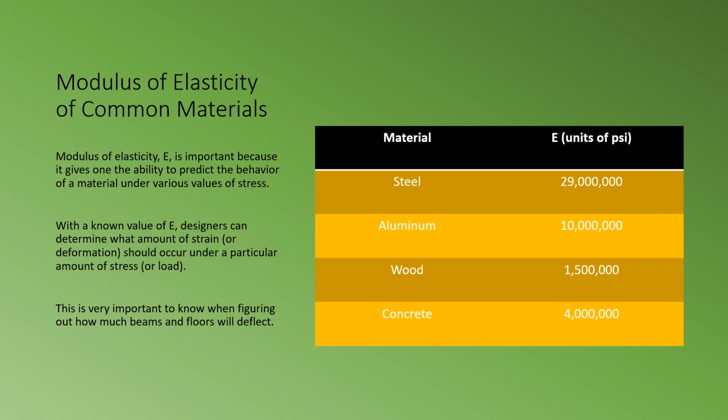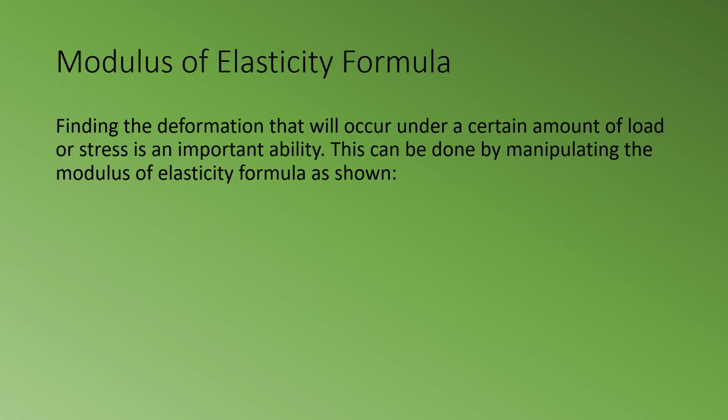Finding the deformation that will occur under a certain amount of load or stress is an important ability. This can be done by manipulating the modulus of elasticity formula shown below. Where the modulus of elasticity equals stress divided by strain, you can rearrange it to find deformation, which is the applied force times the original length divided by the area times the modulus of elasticity.